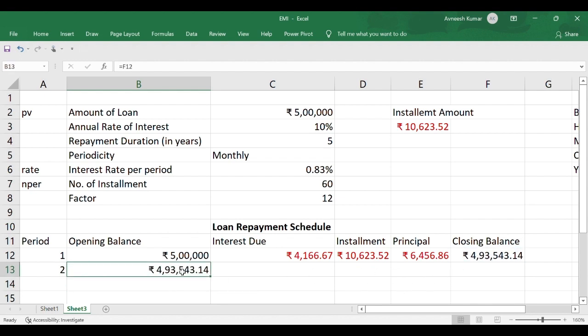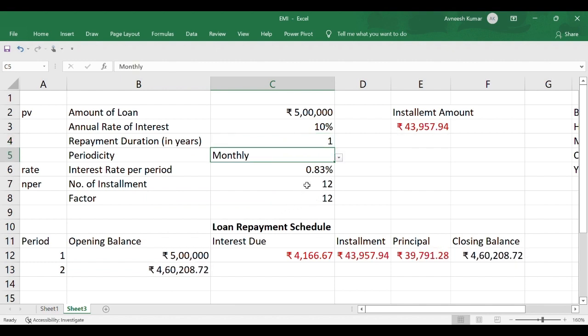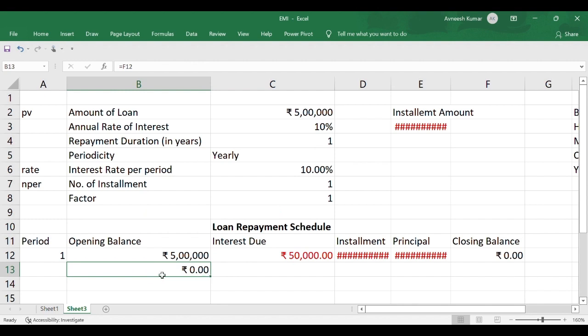But we want that suppose the payment duration we make in years, 1, and here also we make yearly, so there should be just 1 installment, so we don't want these things to appear here. This should be clear, so that's why we would be entering some, again using the IF formula we can take care of that.